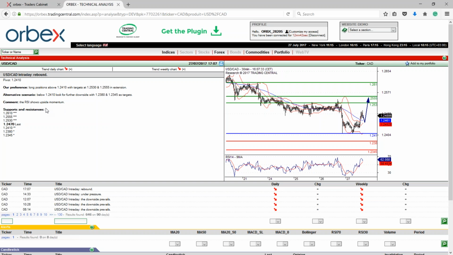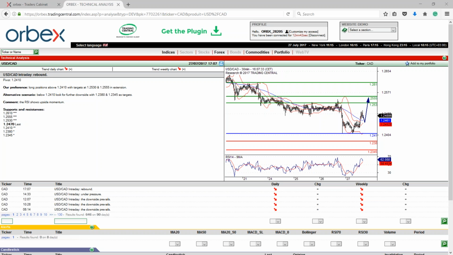So again, the layout will be the same for each intraday update. You get given Trading Central's preference, they give you the alternative scenario, they then give you the comment which explains their preference, and then again you get these key sets of support and resistance.